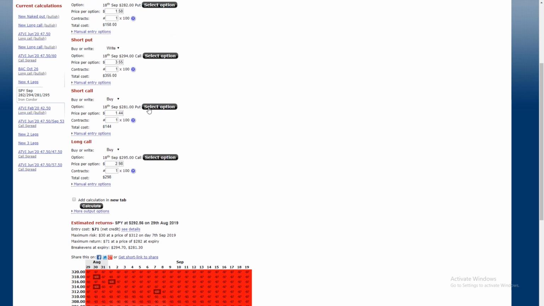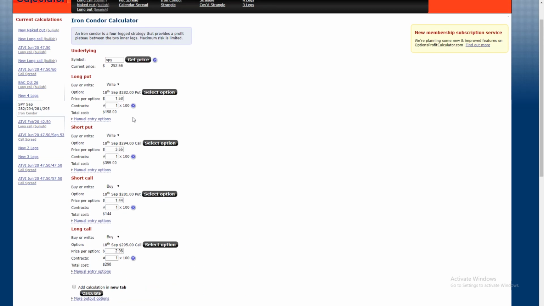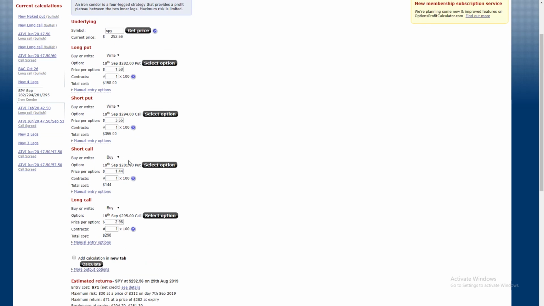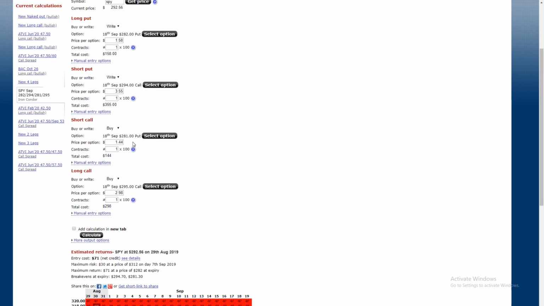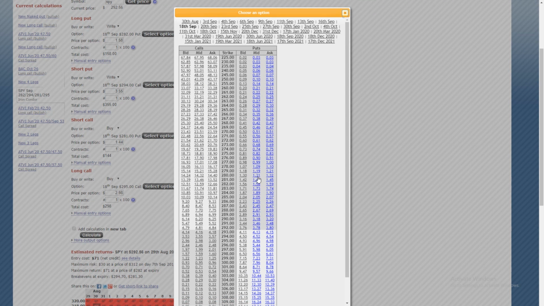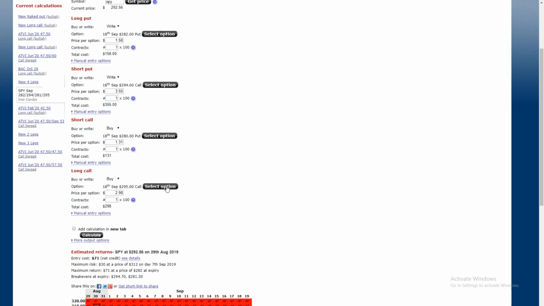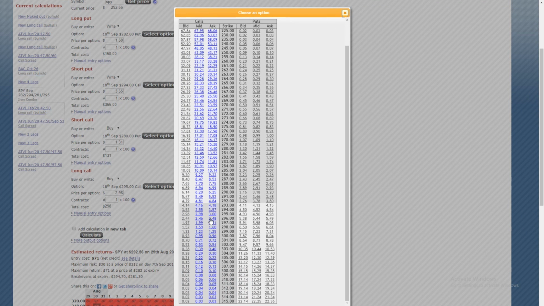So instead of changing those, to increase the distance between the strike prices of our credit spreads, we're just going to change the ones that we bought as hedges. We're going to move it $1 further out of the money. So if this is a put at 281, we're going to move it down to 280. And if this is a call at 295, we're going to move it up to 296.